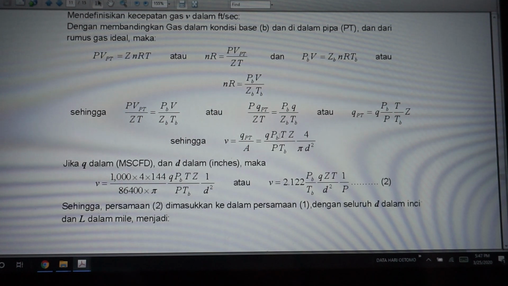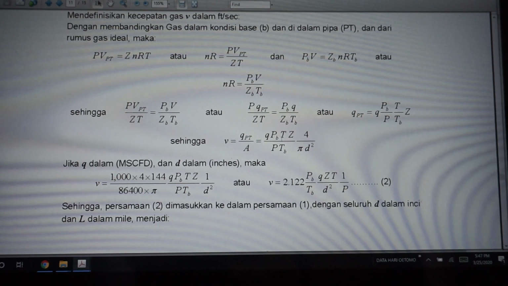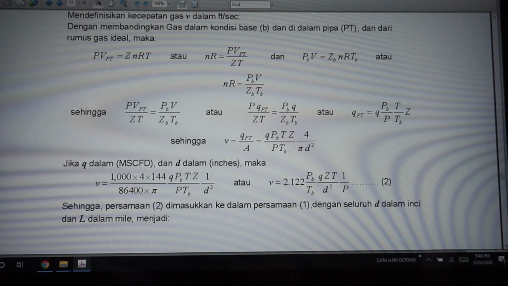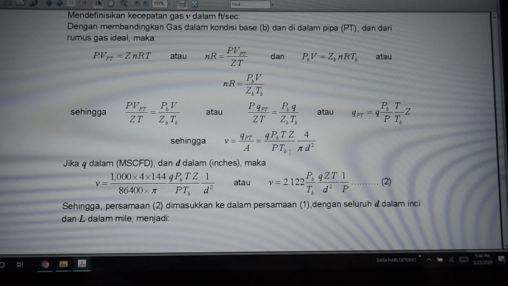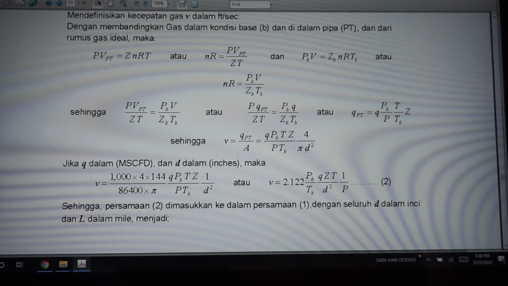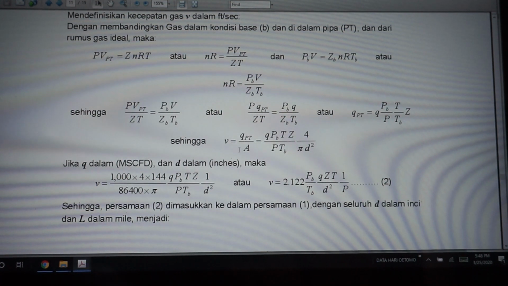Okay, so Q is the flow from the separator on the surface, PB is base pressure, 14.7 probably, T of the pipe, Z of the pipe, P of the pipe, TB is the base temperature of the surface, and ZB is equal to 1 because it is the standard condition, and A is pi over 4 d square on this one.